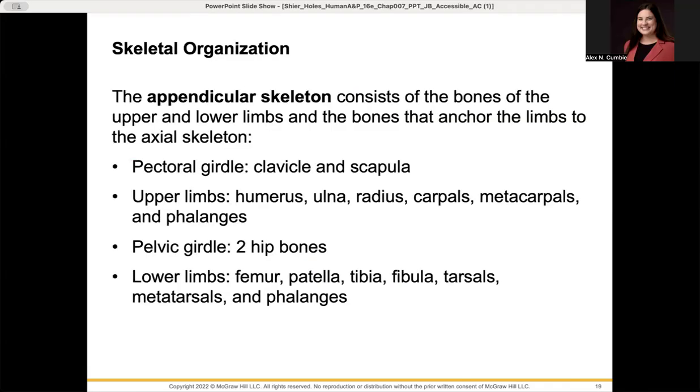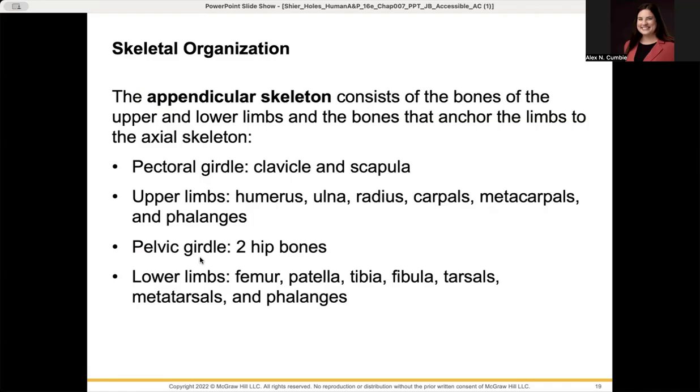For the appendicular skeleton, again, this contains the shoulder region. Those bones are the clavicle, your collarbone, and the scapula, your shoulder bone. Your upper limbs for your arms are the humerus, radius, and ulna. Your carpals are your wrist bones, metacarpals are hand bones, and phalanges are fingers.